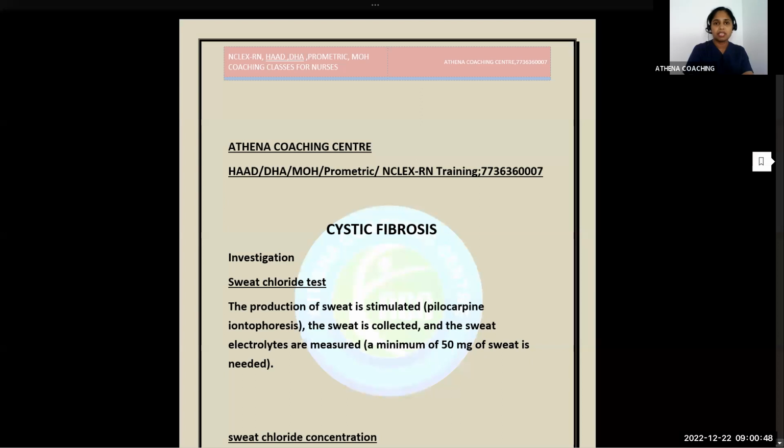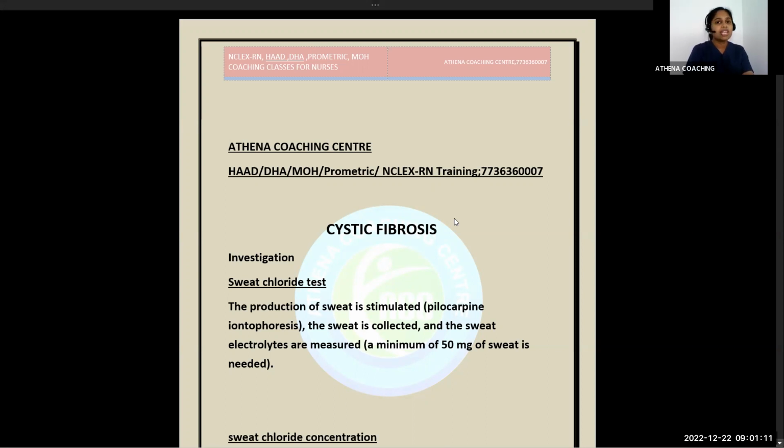So I'll just share the screen and please tell me whether the screen is visible. I hope it's visible. Okay, so please go through the screen as well. In investigation, usually we use a sweat chloride test. This is the confirmatory investigation that is normally used to identify or diagnose cystic fibrosis.